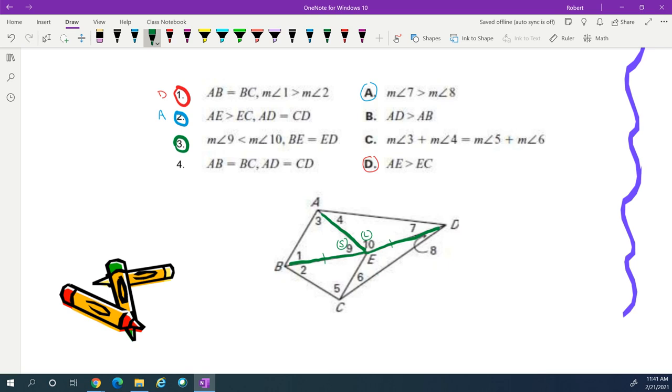Okay. So again, angles and sides that are opposite of each other. Angle 10 is large. Opposite that is the larger side. Angle 9 is small. Opposite that is the smaller side. So AD is larger. And we can see our answer is B, which means by default, number 4 is C.